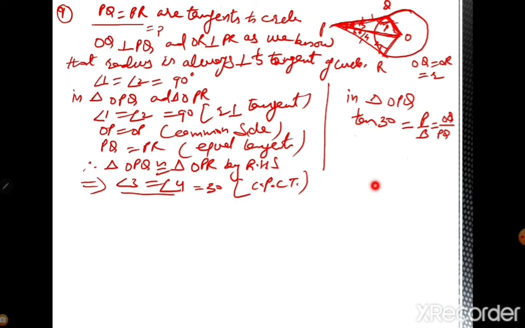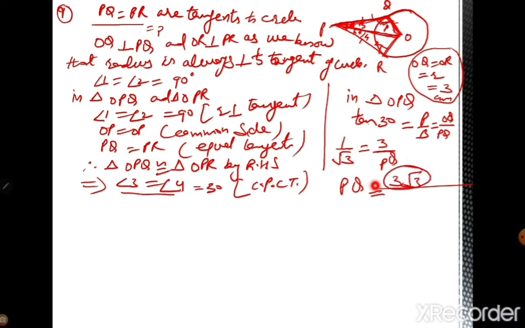Now we know one side. And what is the value of tan 30? Tan 30 is 1 by root 3. So 1 by root 3 is equal to OQ by PQ. We know OQ is 3, that is the radius. It is given that OQ is equals to OR is equals to 3 centimeter. So we'll put this value here, and PQ we have to find. After cross multiply, we'll get PQ is equals to 3 root 3. So this is your final answer. PQ is 3 root 3 centimeter.